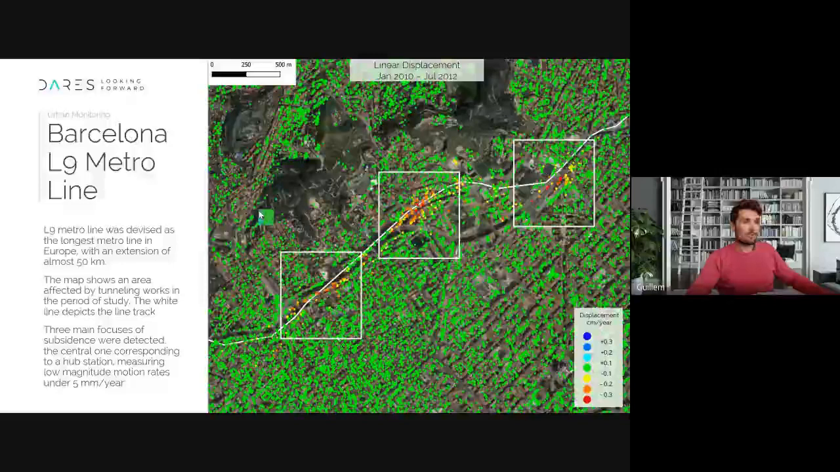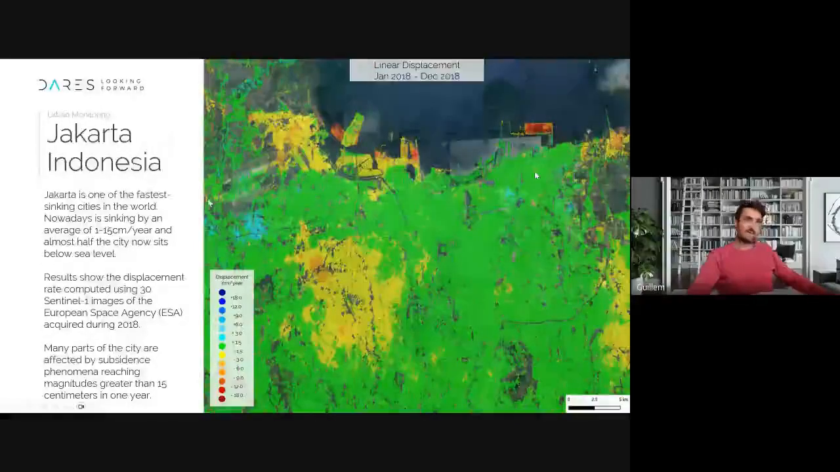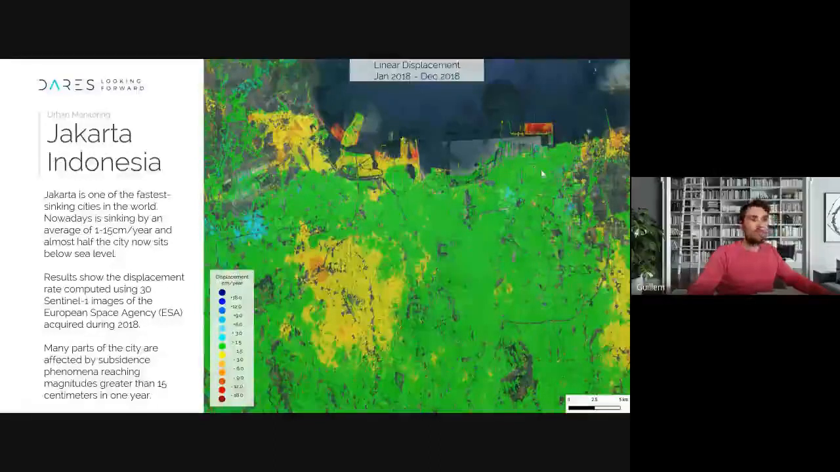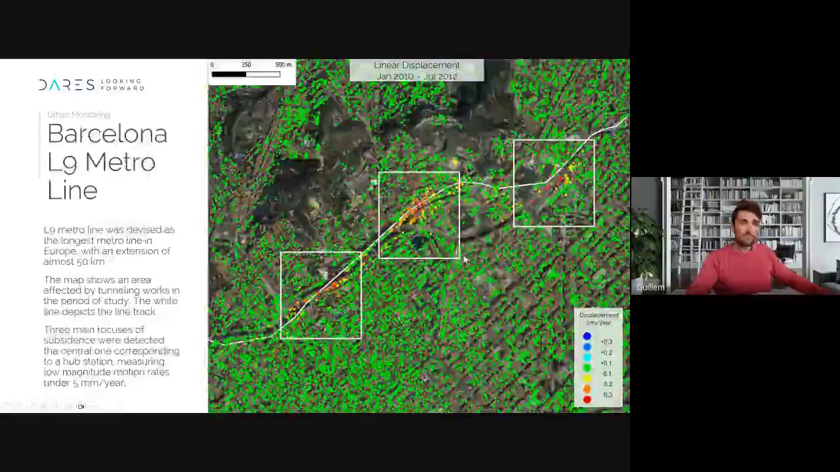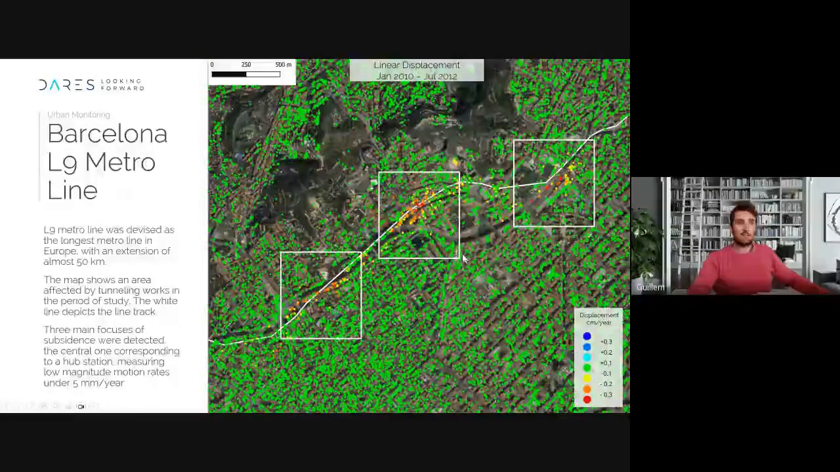So, and also InSAR, one of the main benefits is that it can give you a full picture of what's happening at large scales. These are 5 kilometers. So this is a huge area. You also can work at smaller scales.